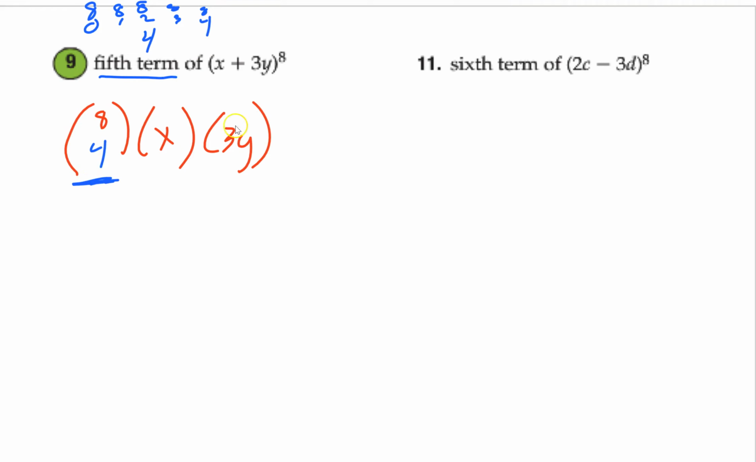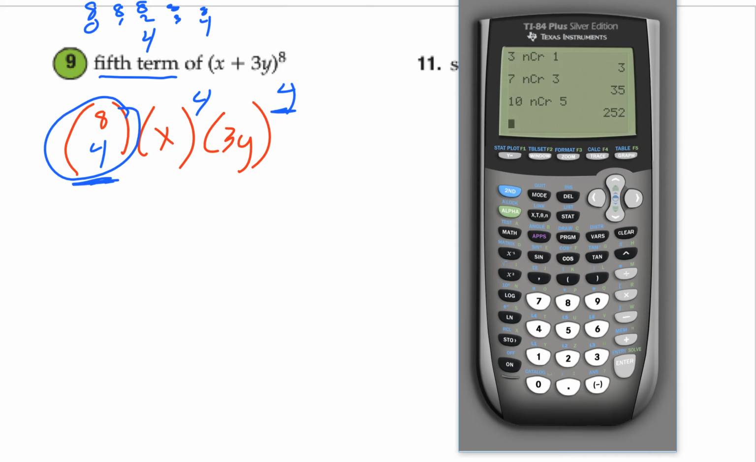And whatever that one is matches the one right here. And these two add up to 8. So again, I got another 4. 8 choose 4. You can do it by hand with Pascal's triangle. We can do it with a calculator real quick. 8, math, probability, nCr. Hit 4. You get 70. That's not too bad.